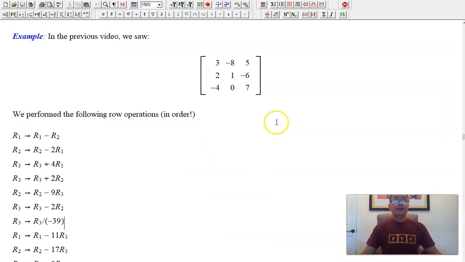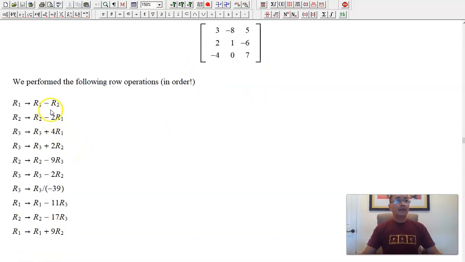So let's apply that theorem to this example, which we saw in our last video. We augmented this matrix with identity on the right, and then we performed these 10 row operations. Okay, so if you recall, we were able to avoid fractions until the 7th step, all the way to the bottom row of that matrix. So what we're going to do now is apply our theorem.